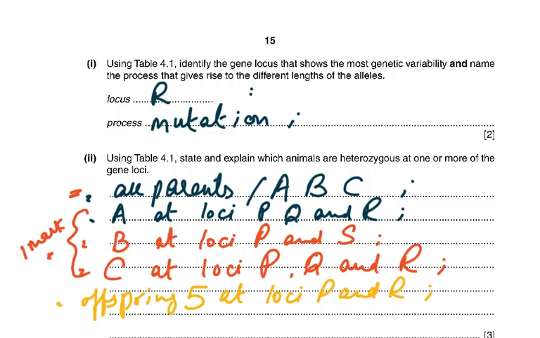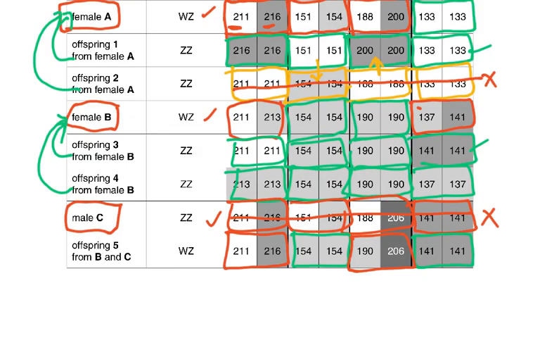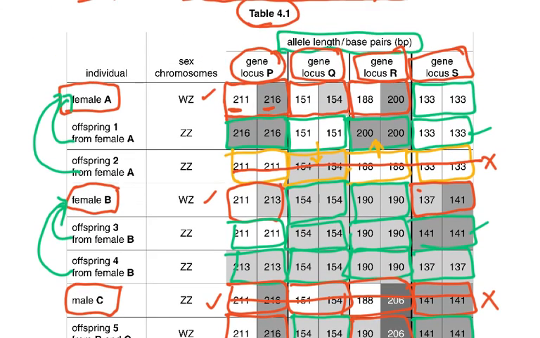Now look at the first part. The first part is: using table 4.1, identify the gene locus that shows the most genetic variability and name the process that gives rise to different lengths of the allele. So you can see here in R, this is the one which is R. There is the biggest variability, 180, 200. So this is different. Let's look at the ones which are different.